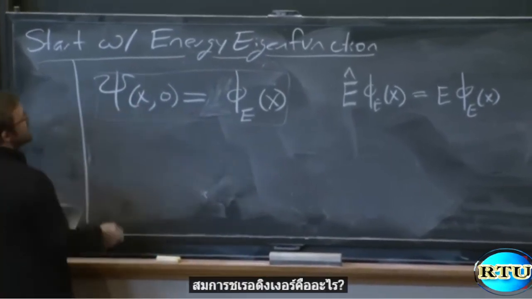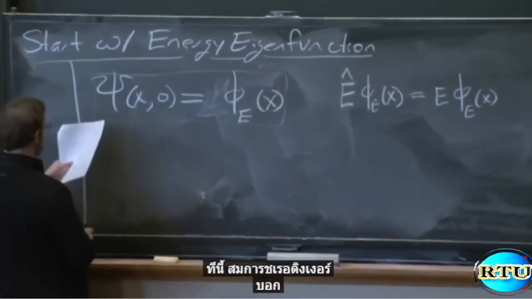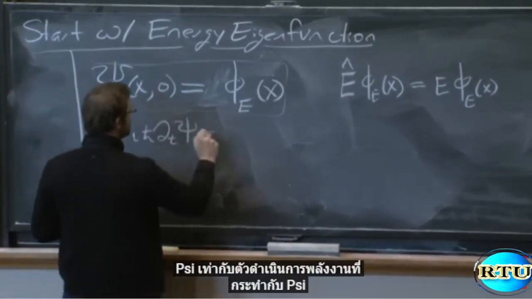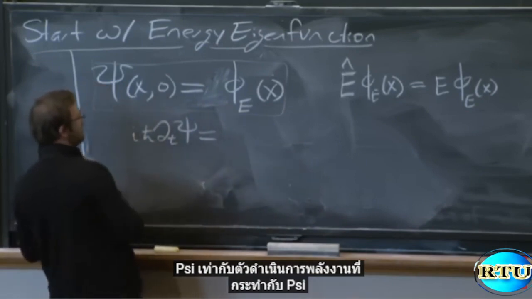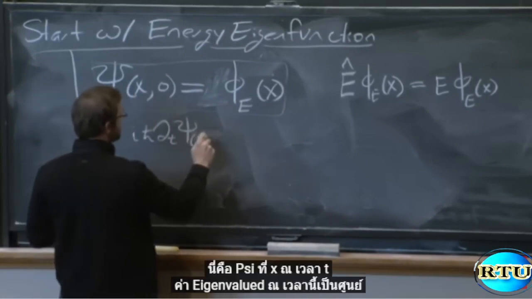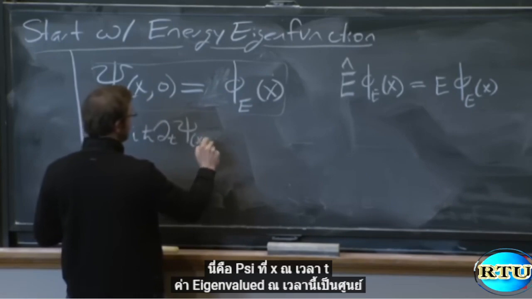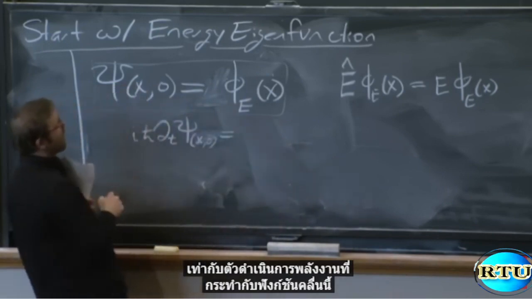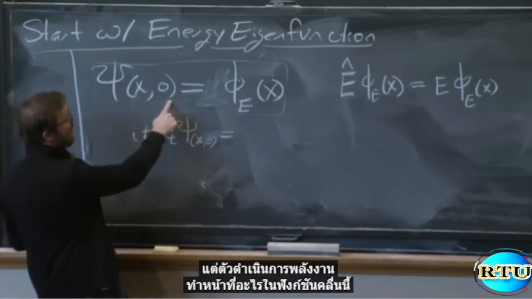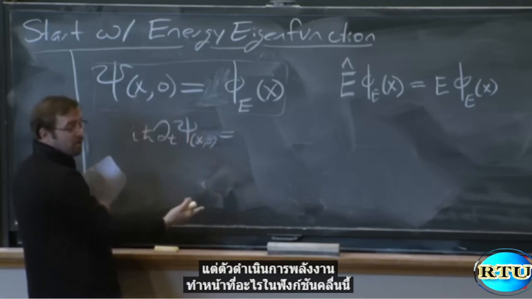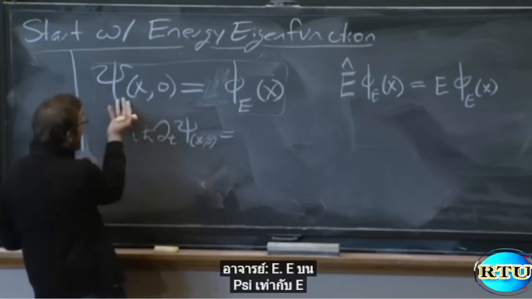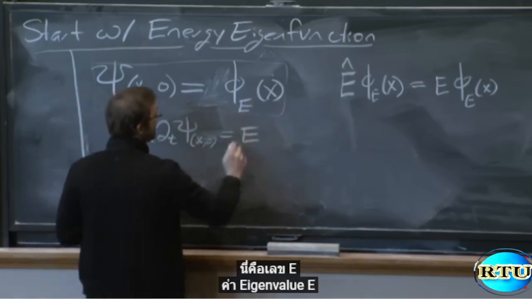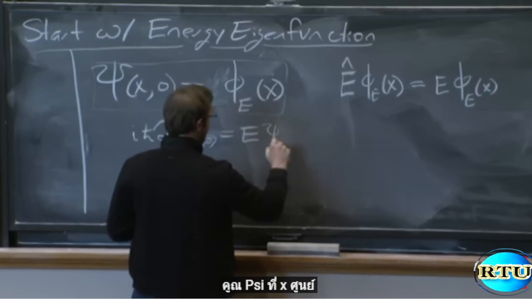So here's the wave function. What is the Schrodinger equation? Well, the Schrodinger equation says that i h bar times the time derivative of psi is equal to the energy operator acting on psi. And I should be specific. This is psi at x at time t. We can evaluate at time 0. It is equal to the energy operator acting on this wave function. But what's the energy operator acting on this wave function? E on psi is equal to E on phi sub E, which is just E, the number. So this is the number E, the eigenvalue E, times psi at x, 0.